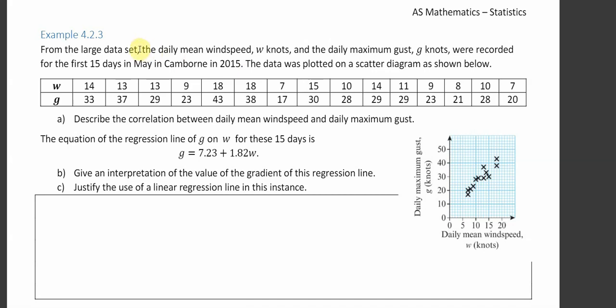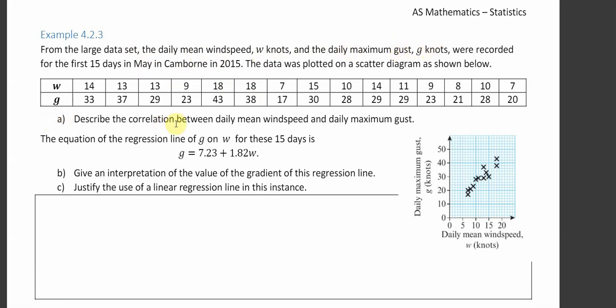So the large data set is something in A-level maths that we study at some point in the course. It's just, as the name suggests, a really large set of data. In this particular question, the two variables are the daily mean wind speed, measured in knots, and the daily maximum gust, also measured in knots.